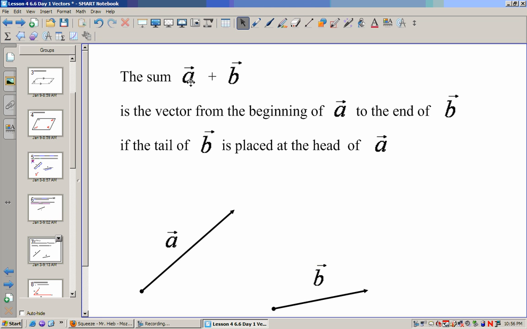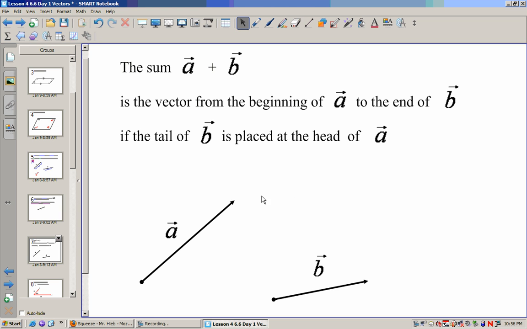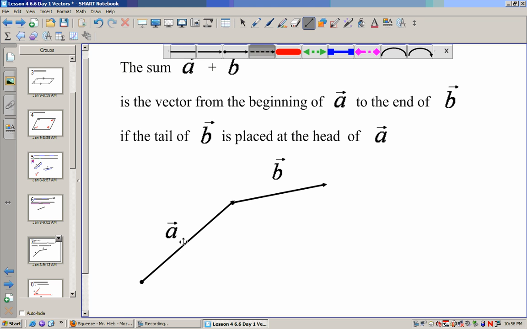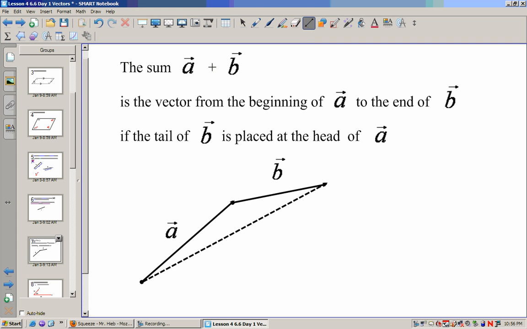The sum of A plus B is the vector from the beginning of A to the end of B if B is placed at the head of A. It's a little confusing, but vector addition is what we do: we take B, we put it at the end of A, and then we draw a vector from the beginning of A to the end of B. This vector right here is A plus B. This is a pretty simple concept, but it's very confusing for people, and it's something that you have to learn and remember for the rest of this chapter.